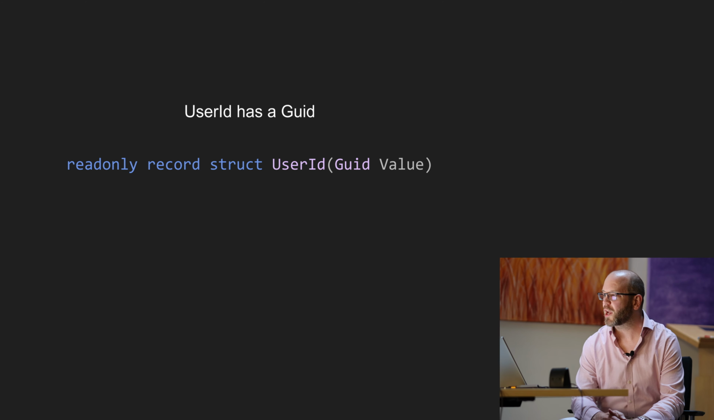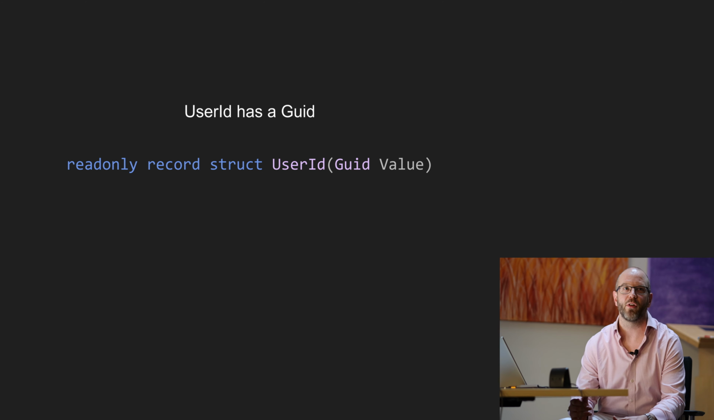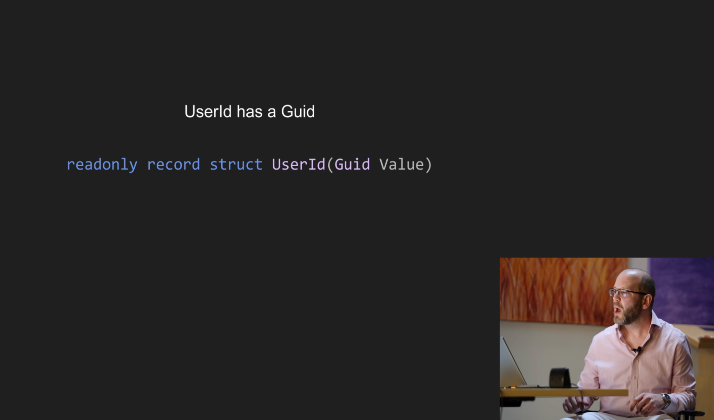So, I used a record because I want it to be immutable. I made it a struct because I want it to be small and efficient. I made it read-only because I actually do want it to be immutable, and record structs are not by default. And the record gives a more compact syntax, saves a lot of boilerplate, and I get some free stuff like equality and hash codes.